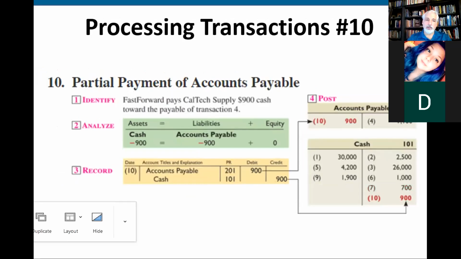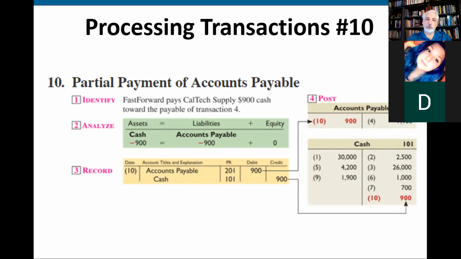Let's take a look at another transaction. Accounts payable. I paid $900. At the same time, cash went down. Cash went down. Accounts payable went down. I debited my accounts payable.